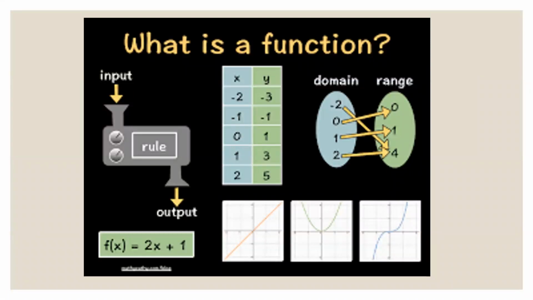So let's first remind ourselves what a function is. Remember, a function relates an input to one output. You put something in, you get something out. You don't get two things out, you just get one thing out, okay? Input, output, function notation, domain and range. And then we use the vertical line test to prove whether something is a function. Every x only has one y.